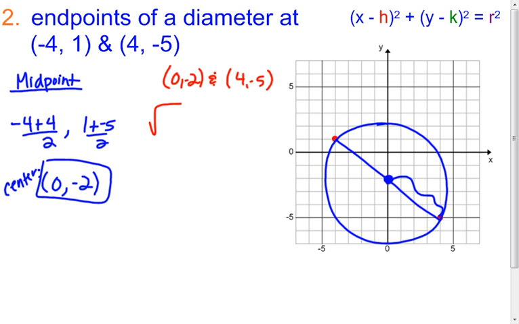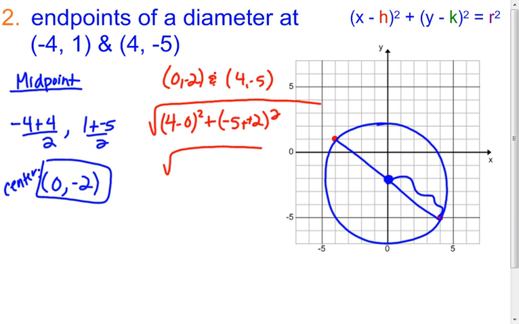Okay, and so then of course you'll use the distance formula, which you know is x2 minus x1, so 4 minus 0 squared plus y2 minus y1, and then the square root of all that. And of course that becomes boom boom.